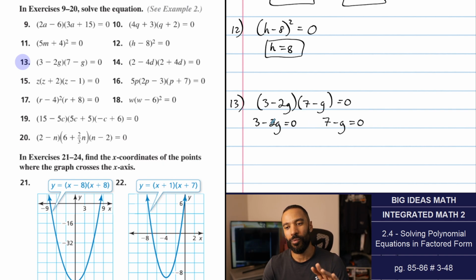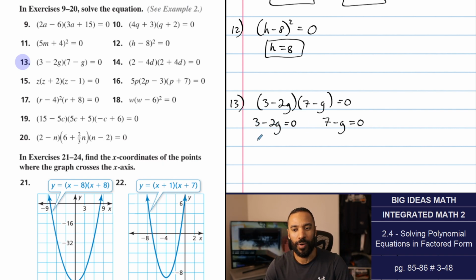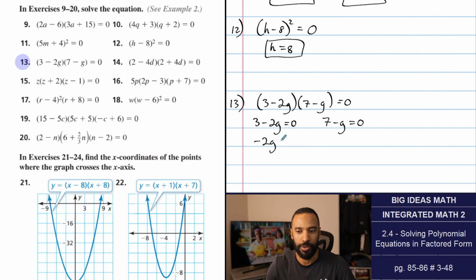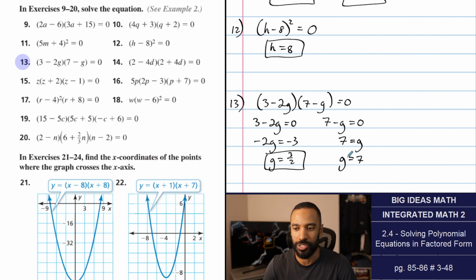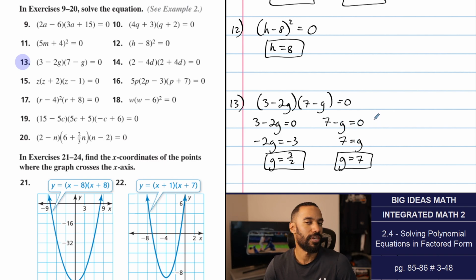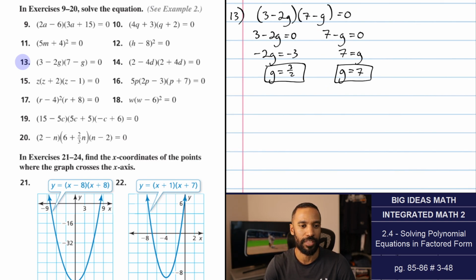So decide how you want to work on this. If I subtracted 3 from both sides, then I'd have to divide both sides by negative 2, and g would be positive 3/2. That's how that works, and negative divided by negative is a positive. Or I could add the g to both sides. In this case, 7 would equal g, or g would equal 7, right? Just rewrite that in that order. You can work whichever way you'd like. Your goal is to solve, and it seems like they're kind of tricking you with it, so you don't get too confused.